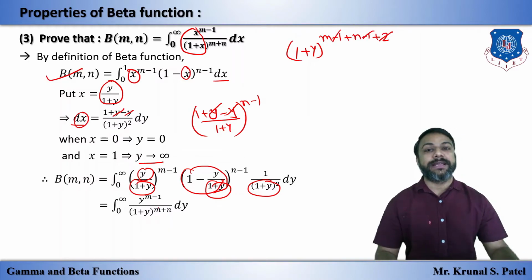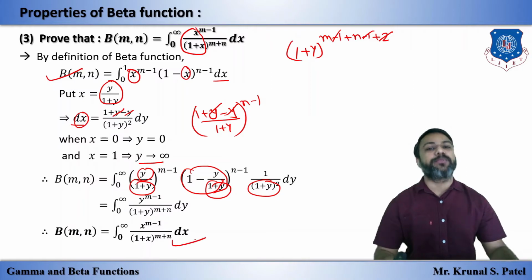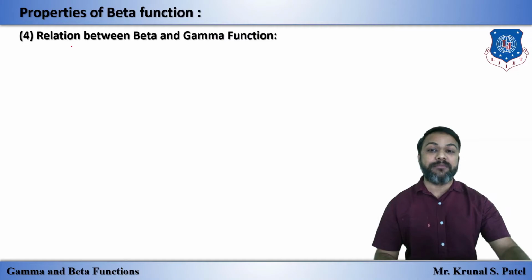And this is in terms of y, we want it in terms of x. So by changing the variable y into x, we have the proof. Simple property. Okay. Now this property is very important.